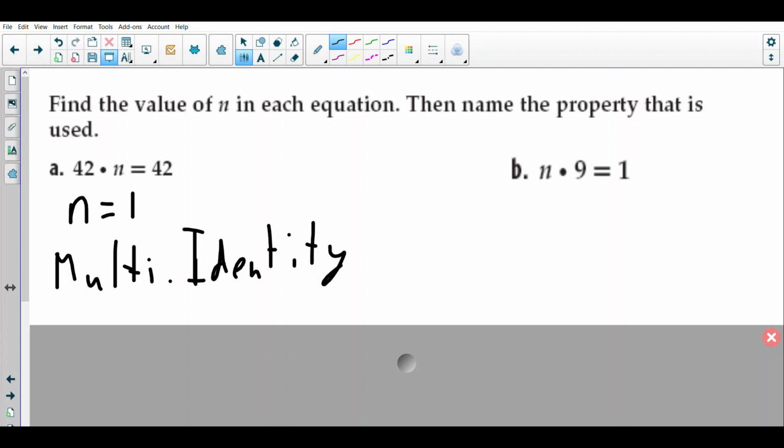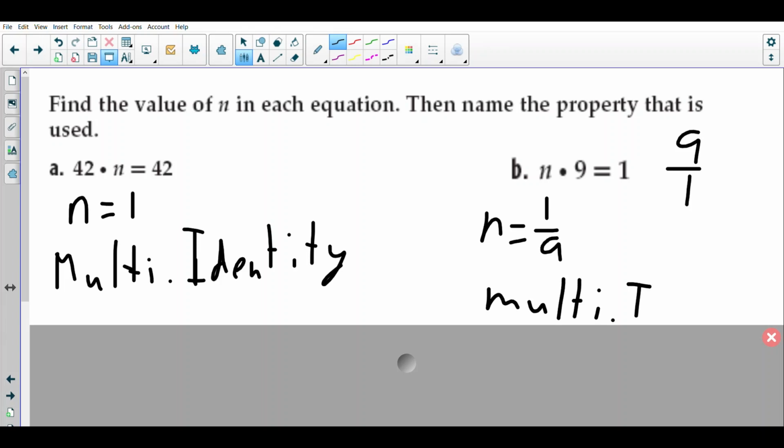Okay, and this one, n times 9 is equal to 1. So when we get 1 back when we multiply, we got to think of that reciprocal. So we have to flip 9. Well, 9 is actually 9 over 1. So we flip it, and we get n must be 1 over 9. And that would be the multiplicative inverse.